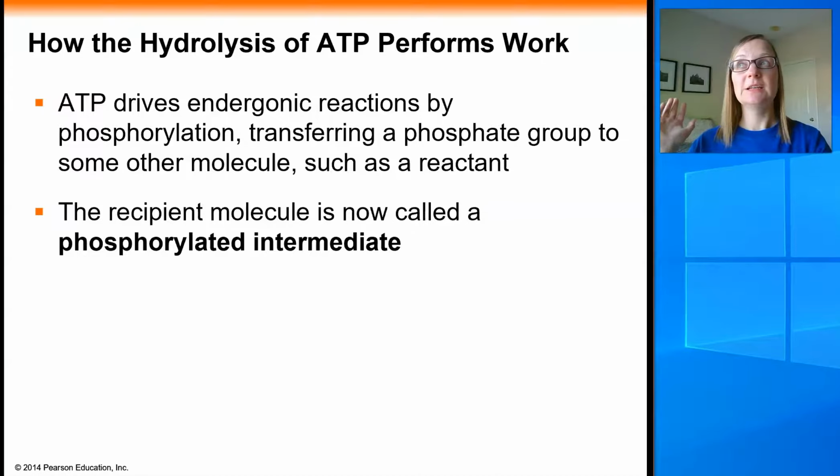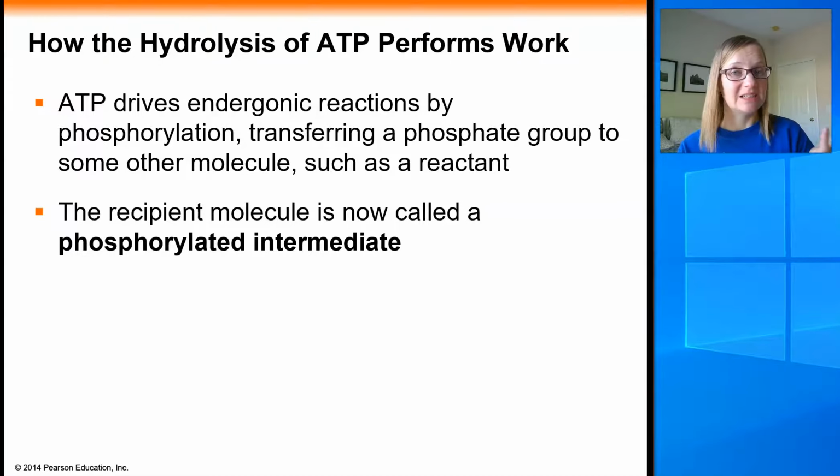So now this reactant has this extra phosphate group attached to it. It's a little bit more complex. It has slightly higher free energy, and it is called a phosphorylated intermediate. It's called an intermediate because it's not a reactant anymore. It was changed.